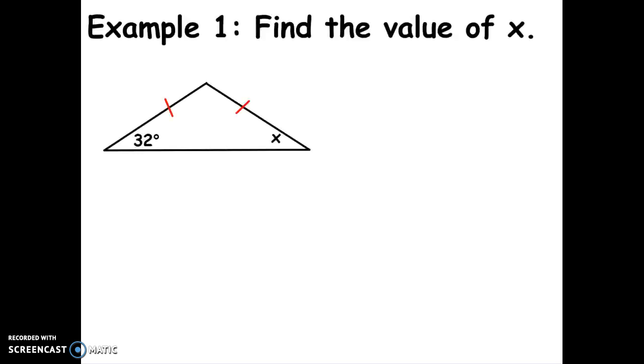Let's look at our examples. Example 1, find the value of x. So here we see our congruent sides. This angle is across from that side, and this angle is across from that side. So we know the opposite angles are congruent. So x equals 32.